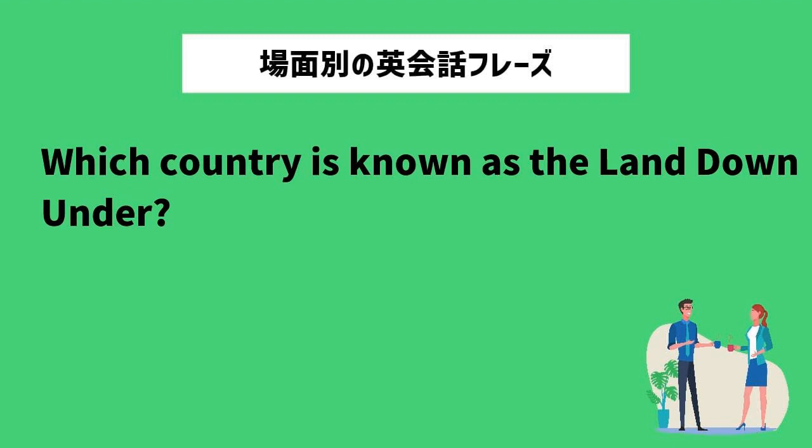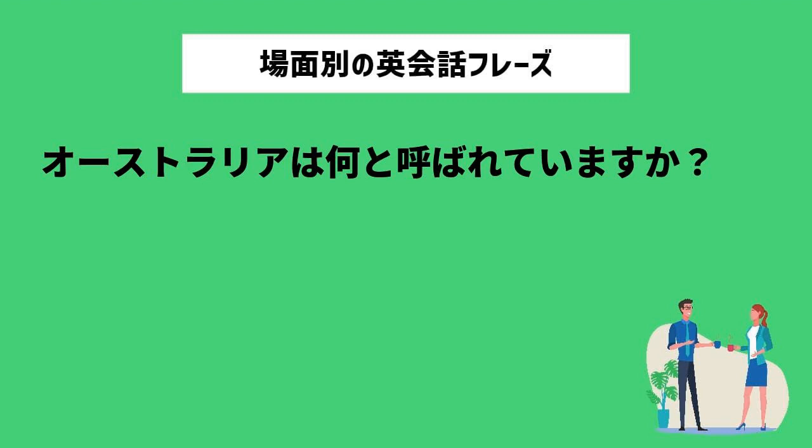Which country is known as the land down under? オーストラリアは何と呼ばれていますか?